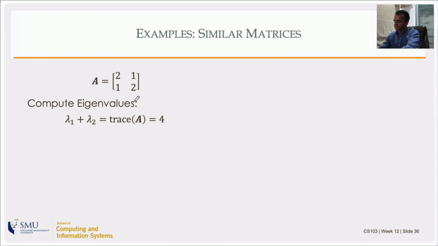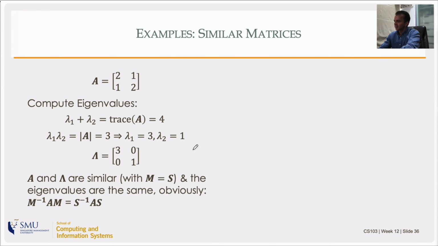Some examples. So I have this matrix 2, 1, 1, 2. Eigenvalues should add up to 4 because that is the trace, and the product of eigenvalues should be 3, because 2 times 2 minus 1 times 1 is 3. That is the determinant. So you will see that the eigenvalues are 3 and 1, and if you plug in, you will see that the eigenvectors are 1, 1 and 1, minus 1.